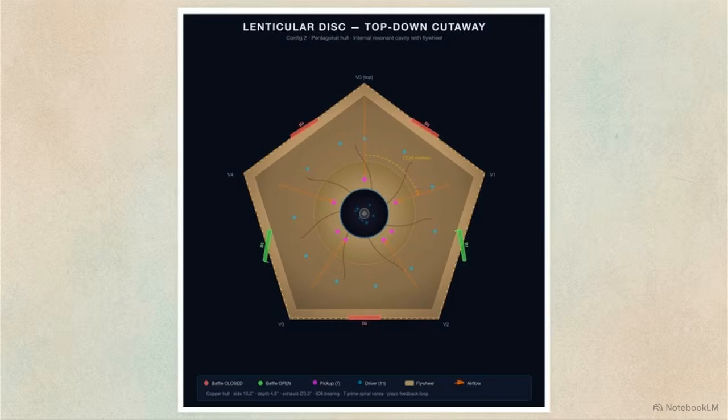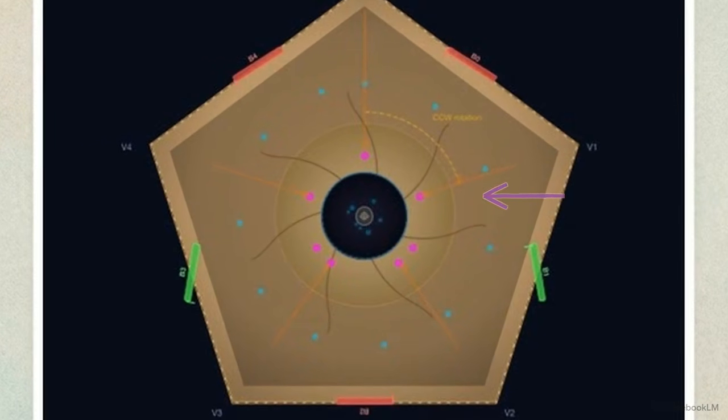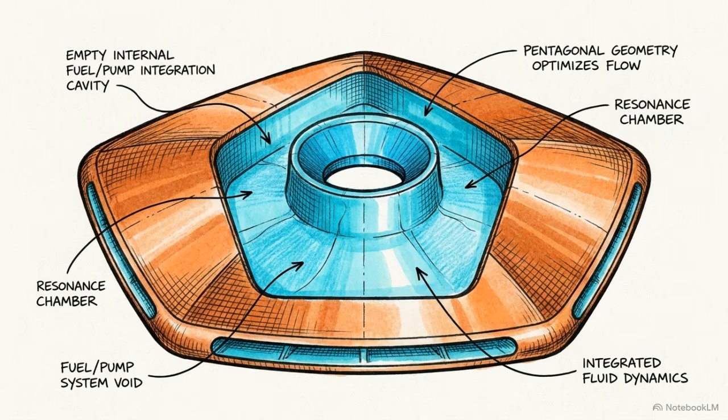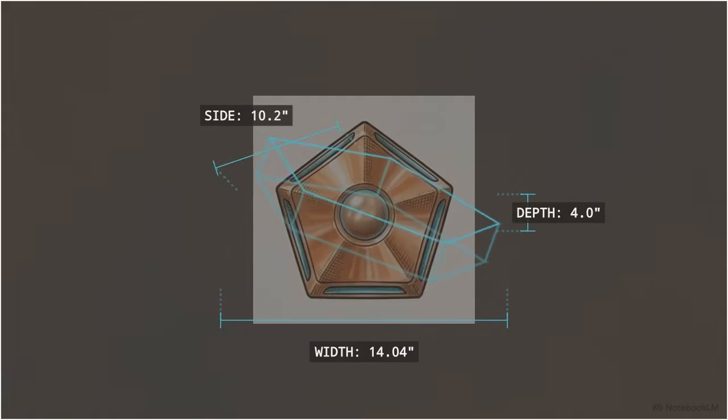This schematic shows the layout that makes this possible. The design is a closed, pentagonal resonant cavity, equipped with perimeter baffles and a central spiral flywheel. It takes internal acoustic vibrations and converts them directly into unidirectional airflow and aerodynamic lift. By integrating the pump and the fuel into the geometry of the hull, we bypass the need for combustible fuel. The physical dimensions of the craft govern the propulsion.